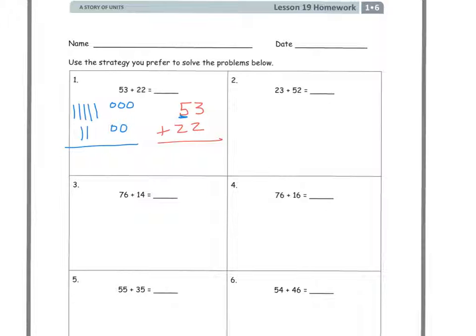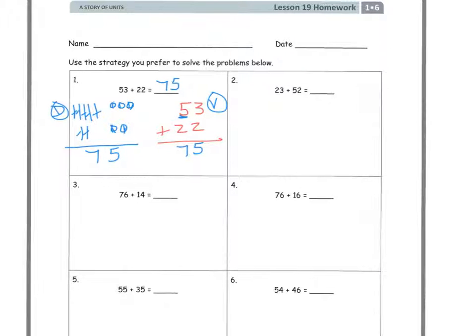So if I count my ones, they're the circles, and I have 1, 2, 3, 4, 5. And then I can count my tens. 1, 2, 3, 4, 5, 6, 7 to get 75. And I'll show it over here because I had 1, 2, 3, 4, 5 ones. And then when I counted my tens, I had 7 tens. So that's showing the vertical method over here, and that's also with my drawings over here.